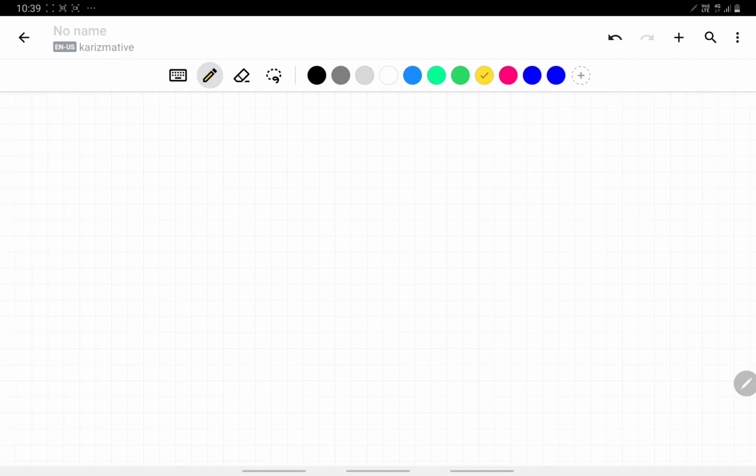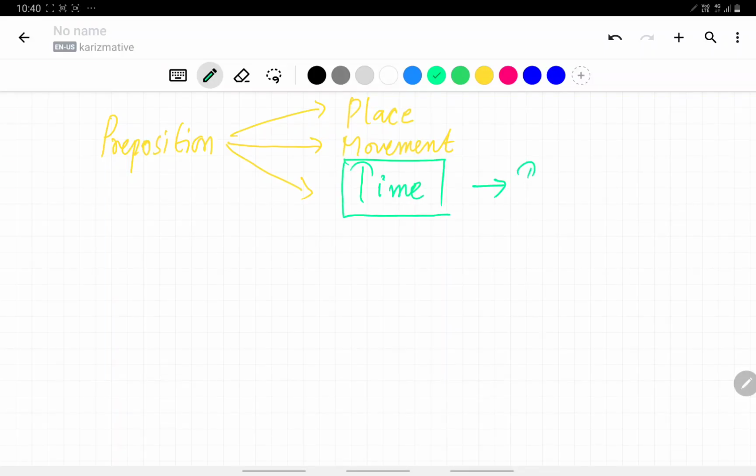In our previous classes, we were discussing your chapter, which was prepositions, and I told you that we will discuss prepositions in 3 parts. What are these 3? Very good. I thought that all of you had forgotten, but no, you have already remembered. So, prepositions, we have already discussed place. Yes, we have discussed movement. And today we are going to discuss your time. It is today's topic.